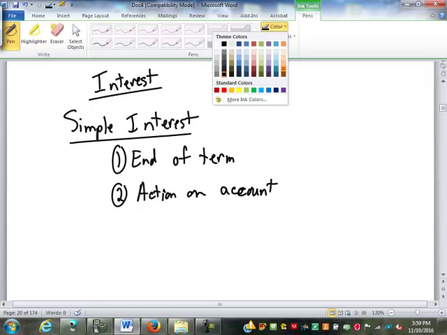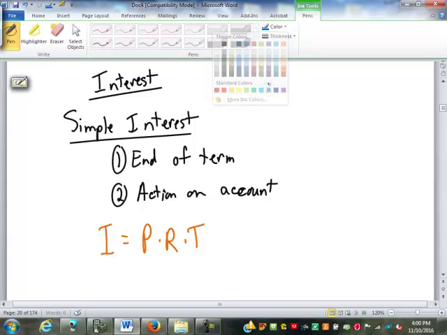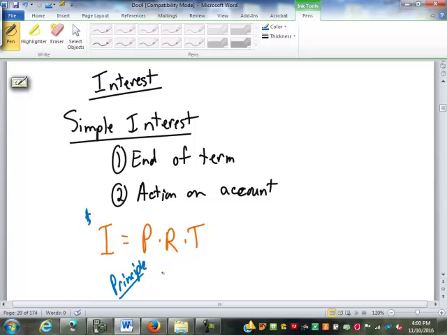So the way simple interest is figured, it goes by this formula. I = P times R times T, where I is the dollar amount of the interest, P is the principal, that's the amount that you start with, R is the rate, again that's a percent as a decimal, T is time in years.